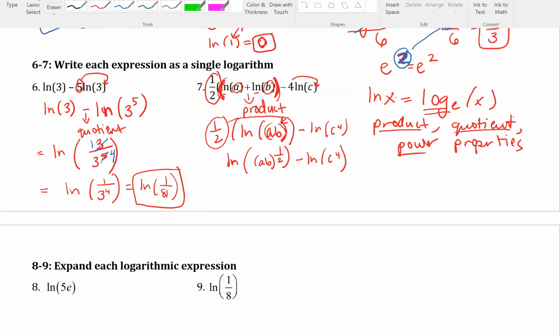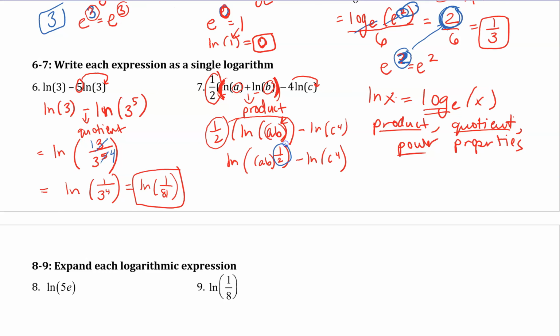Well, I hope you're remembering what a 1/2 power is. A 1/2 power is a square root. The denominator of the fraction is the root, and since it's a 2, it's a square root. So now I have ln of the square root of ab minus ln of c to the 4th.